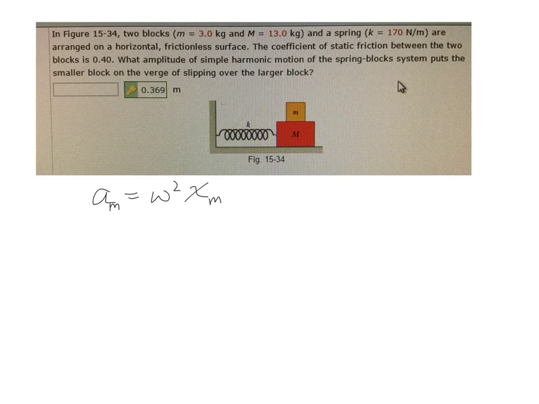Now, what force is going to be accelerating the top block? It's going to have to be friction. That's the only left to right force that can act on it. So friction is going to cause little m to accelerate. And what the frictional force is going to be equal to is mu mg.